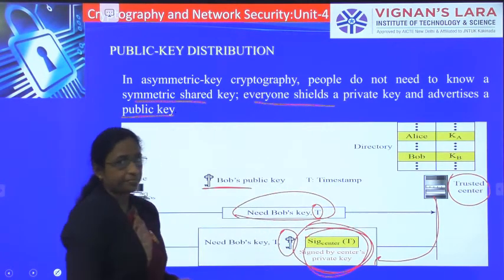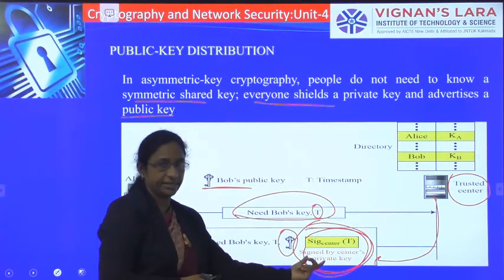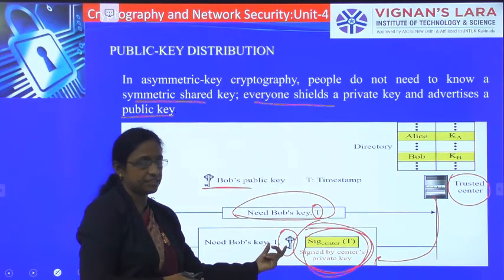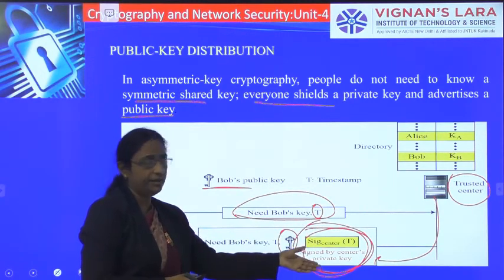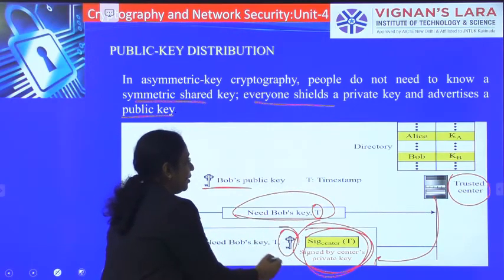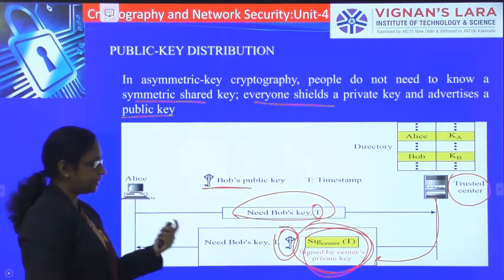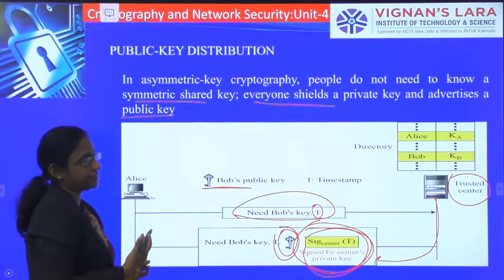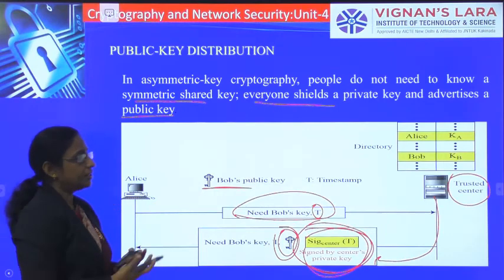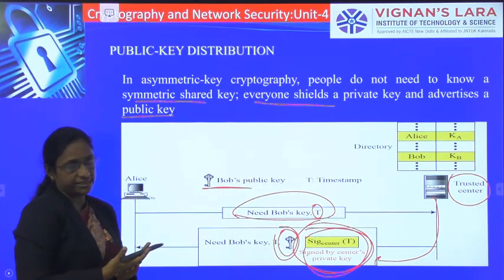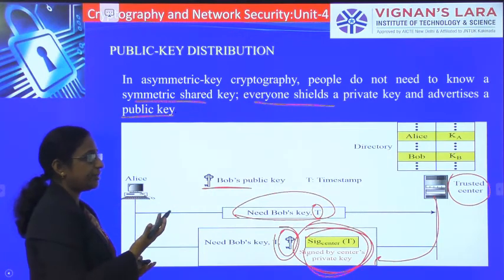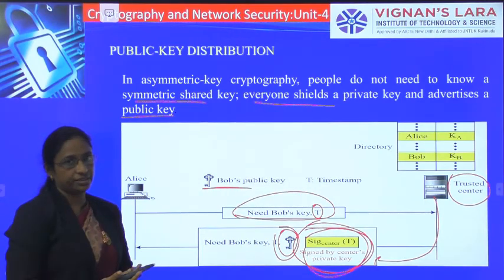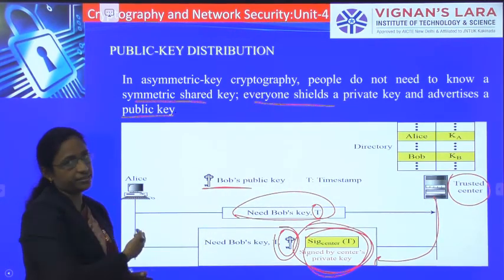If it is okay, that means the key she has received is from the trusted center, and she will take this key as Bob's public key. In that way, Alice can get the public keys. So that is one method of announcing the public keys, where you take the help of the trusted center: you request the trusted center for the public keys, and the trusted center sends you the public keys.